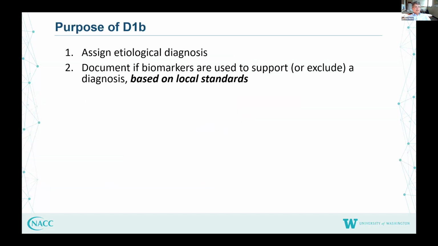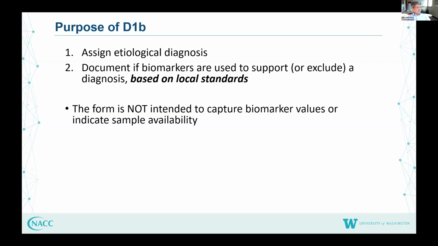So what is the purpose of this D1b? It really is focused on assigning an etiological diagnosis and then documenting if biomarkers are used to support or exclude. That's important too: biomarkers used to exclude a diagnosis, based on local standards. Why is that important? This form is not designed in any way to capture biomarker values or indicate if biomarkers are available, or how they were done, what platform, what the cut points are. That is a much more complex question that I know the biomarker committee is working on. This is really about documenting the support for a diagnosis.